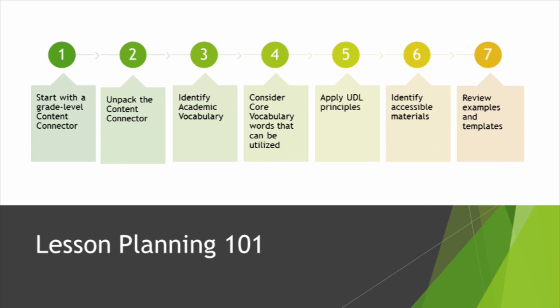In summary, when we think about designing lesson plans that are aligned to content connectors, we want to make sure we are using the following components, starting with the grade level content connector and making sure that it's a critical or important content connector, unpacking the grade level content connector, identifying academic vocabulary that we want to highlight and teach throughout the lesson. Consider the core vocabulary words that can be implemented into and within the lesson. Applying the multiple means of representation, expression, and engagement. Identifying accessible materials that can be used, and taking time to review the templates and examples provided in today's webinar.